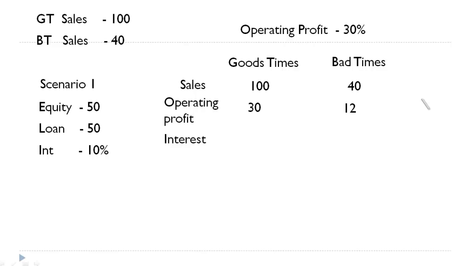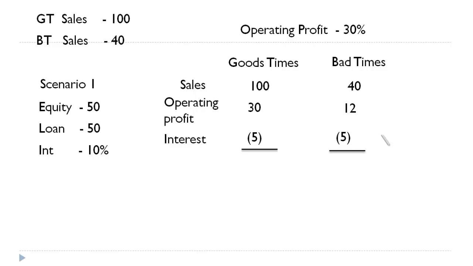So what is the interest element? Interest element is 10% on 50. So 10% on 50 is going to be 5. So in good times it's going to be 5, and in bad times also it's going to be 5. So this is the most important point in this session. Interest will remain the same whether you are in good time or in bad time.